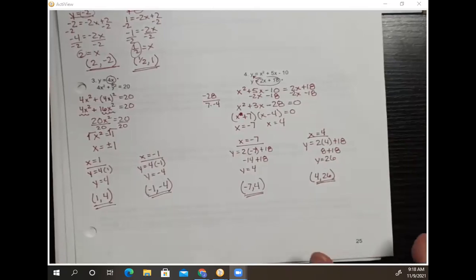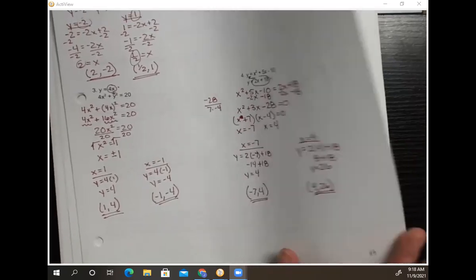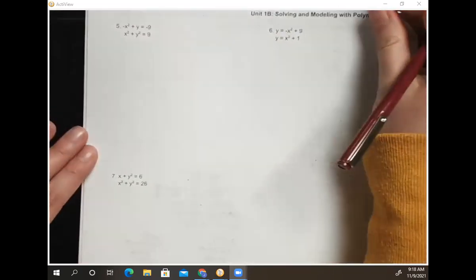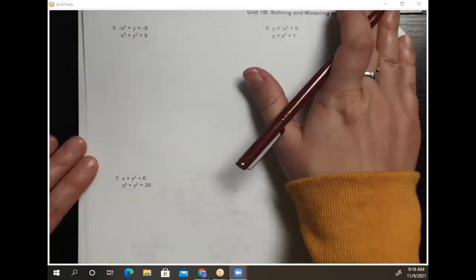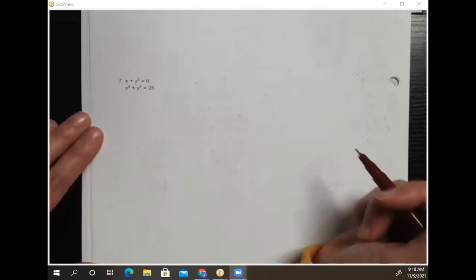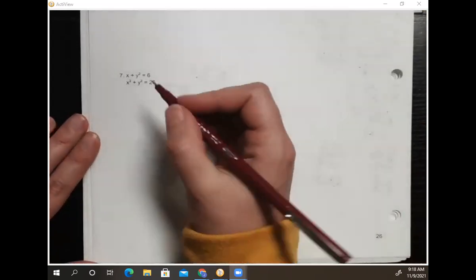Okay, there's one more I want to take a look at together. Hop to the next page. I want to talk about number 7. So number 7 on page 26.